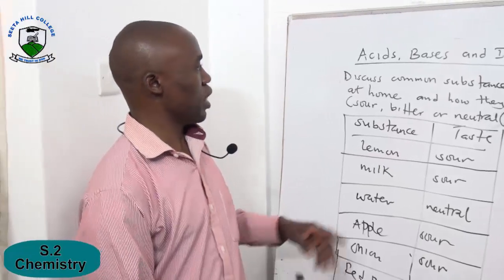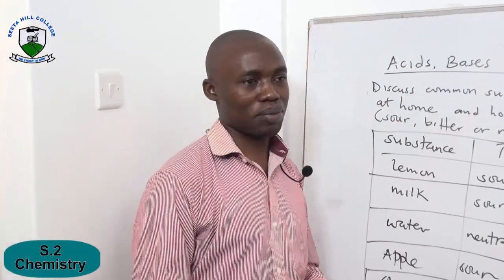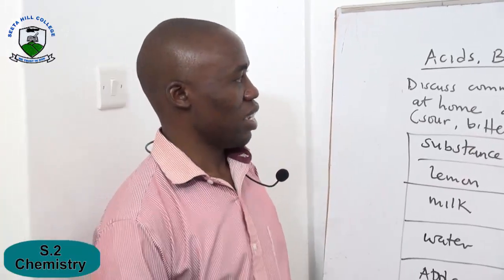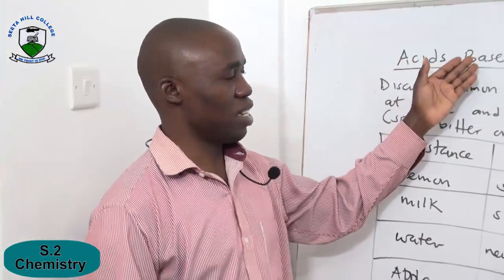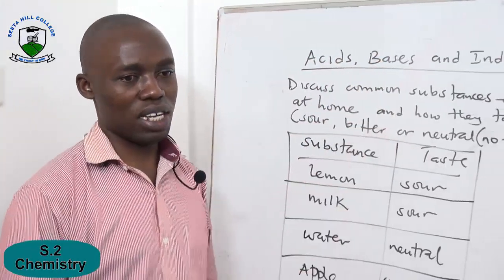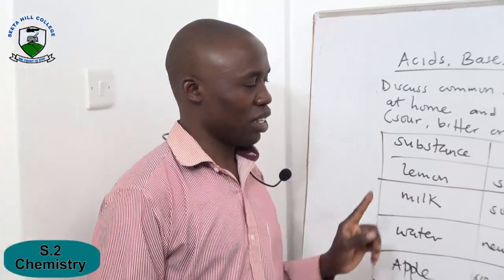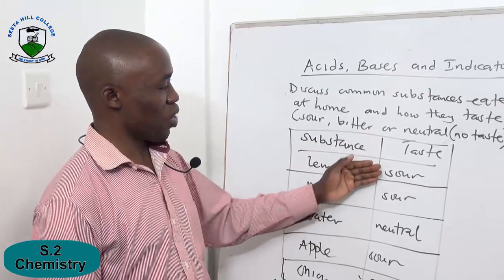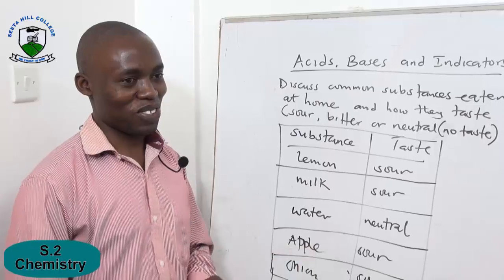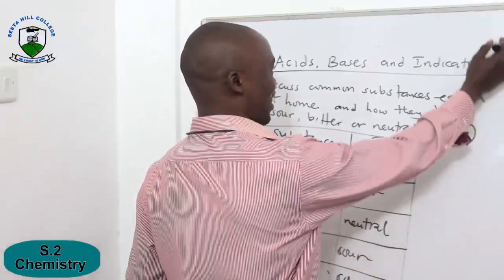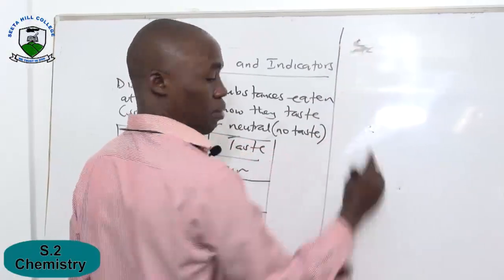Now, that means in looking at chemistry, it shows that every substance around us can be either an acid, a base, or a neutral substance. Now, that throws us today to categorizing. If you are sour, what are you? If you are bitter, what are you? Okay? Now, let us open what that means today.